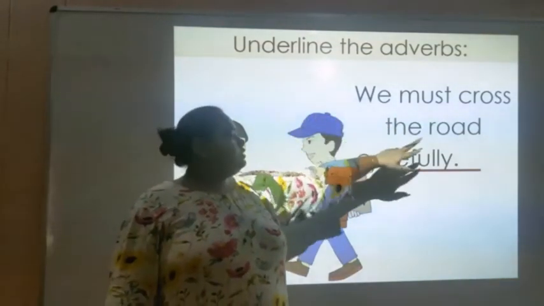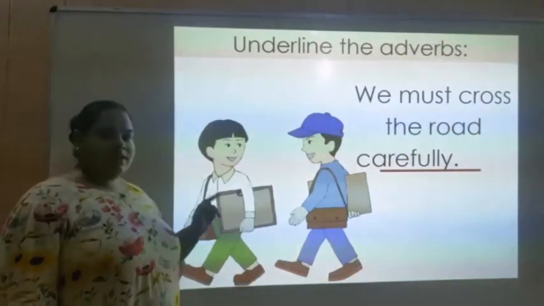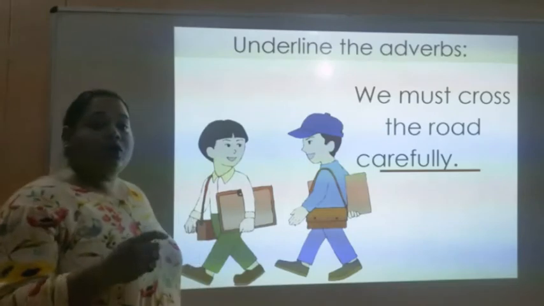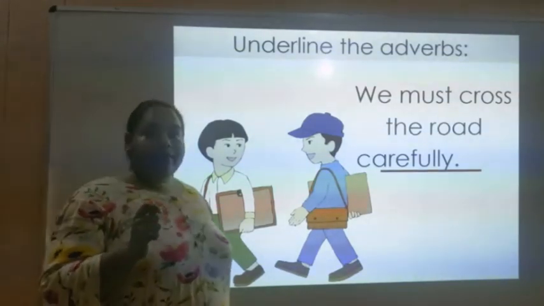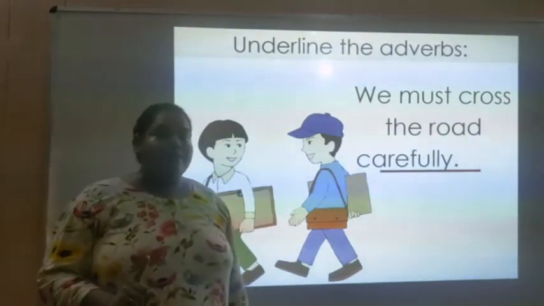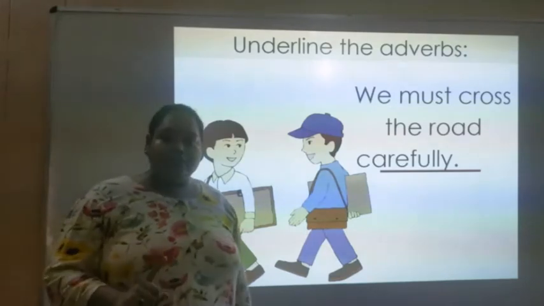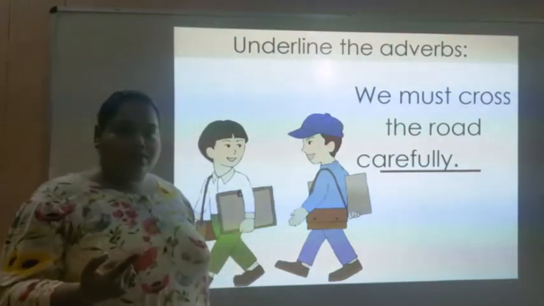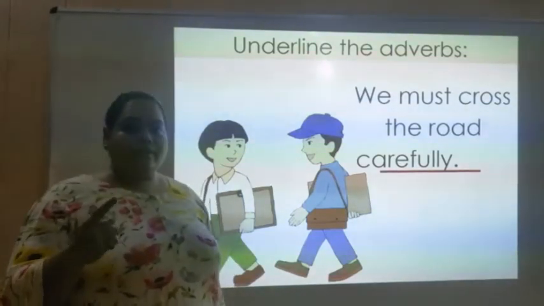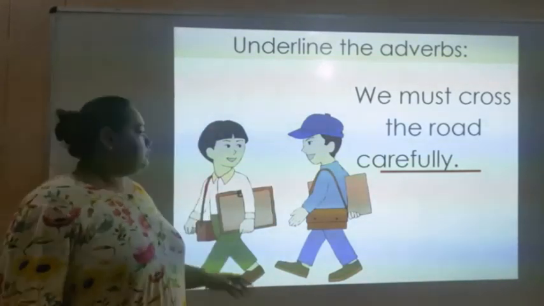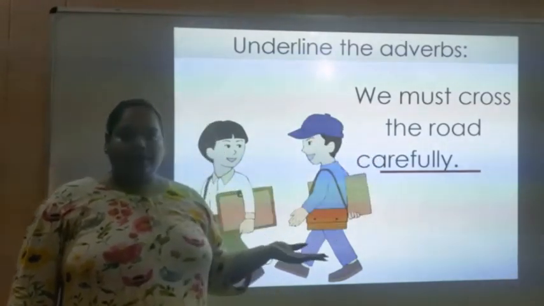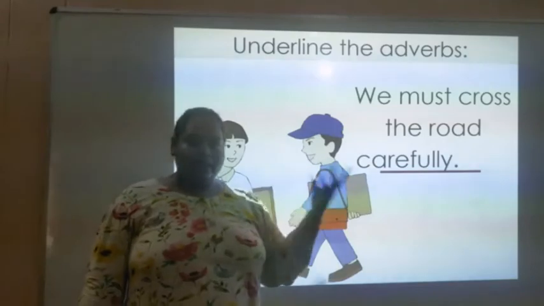We must cross the road carefully. Two boys are here. दो लड़के हैं. They are about to cross the road. They should cross it very carefully. Whenever you are crossing a road, you should always mind the traffic rules. हमेशा traffic rules को ध्यान दीजिए. Always look left and right, both sides. Then only cross if there is no vehicle. Right? They must cross the road carefully. ध्यान देकर के करना चाहिए.